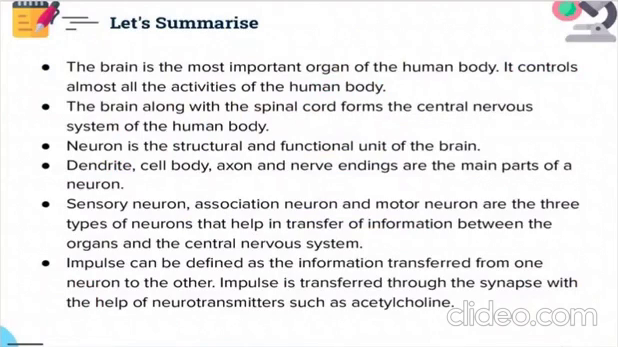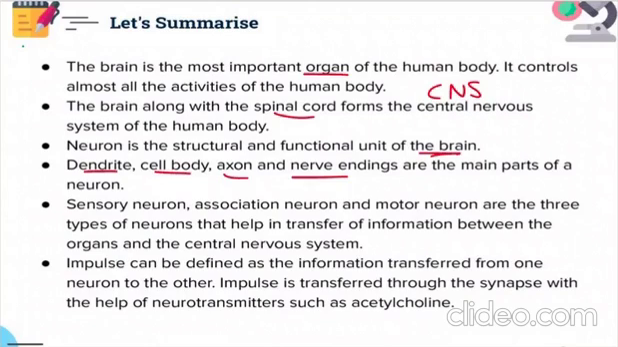Let's summarize quickly. The brain is the most important organ, and it controls all the activities in the human body. Brain and spinal cord together make the central nervous system. The neuron is the structural and functional unit. Neurons have main parts like dendrites, cell body, axon, nerve ending, then the myelin sheath and nodes of Ranvier also.